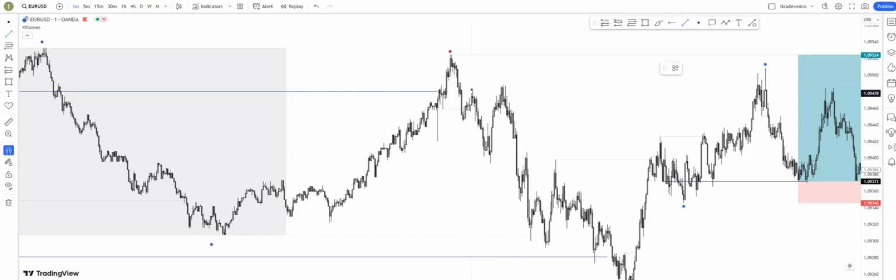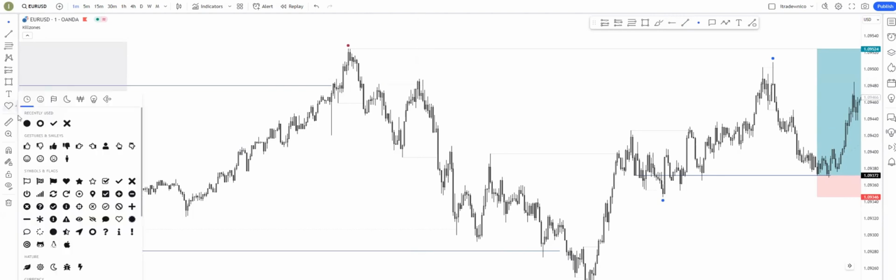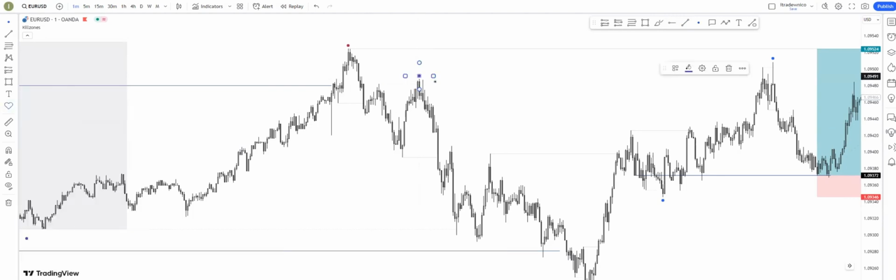You have a strong high right here, around this liquidity break of structure. So that's our high of the range right here. Let's put a little dot. Let's make this orange right here. So now we have our high of the range.